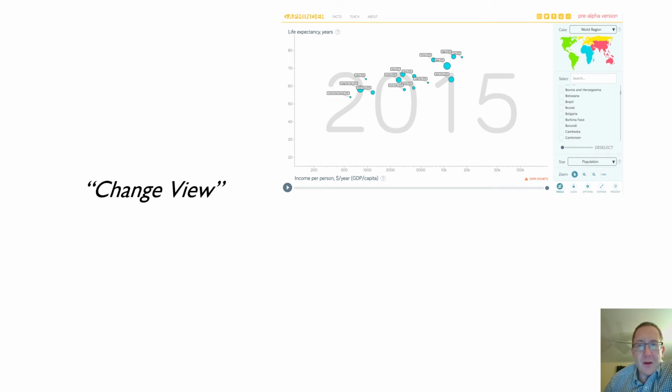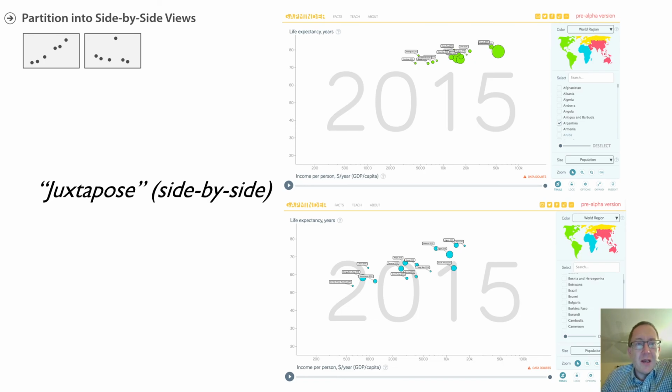So this could be, and here's a different time. And what we might want to do with a juxtaposition is we could have what the countries look like, this is all the African countries, and this is all the Americas, the North and South American countries. The two different sets of countries.